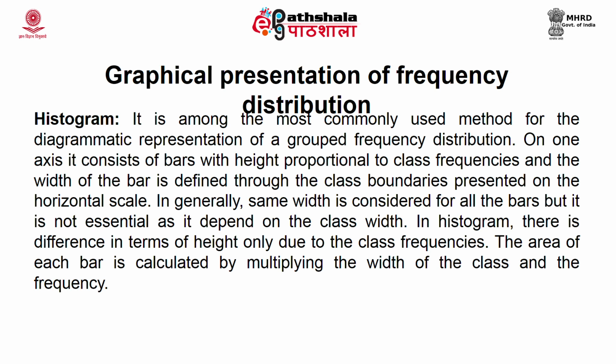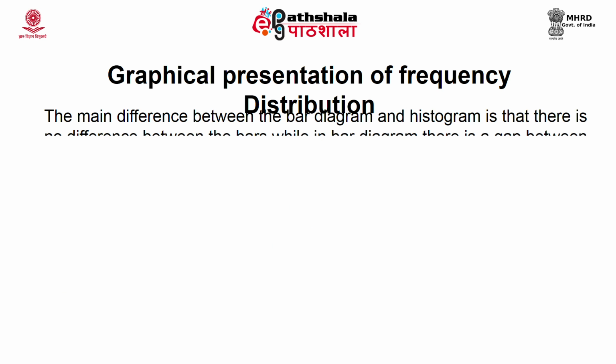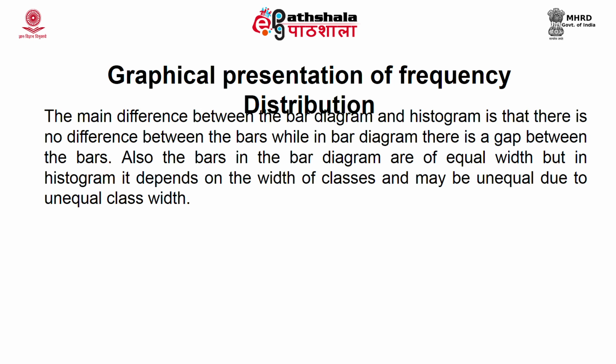The area of each bar is calculated by multiplying the width of the class and the frequency. The main difference between the bar diagram and histogram is that there is no gap between the bars, while in a bar diagram there is a gap between them. Also, the bars in the bar diagram are of equal width, but in a histogram it depends on the width of classes and may be unequal due to unequal class widths.